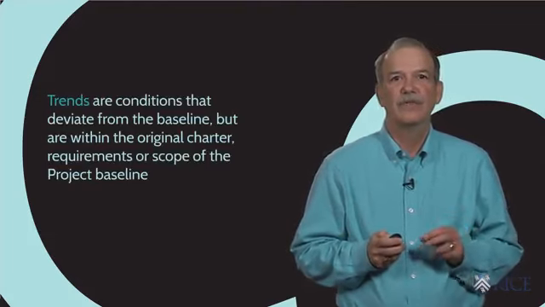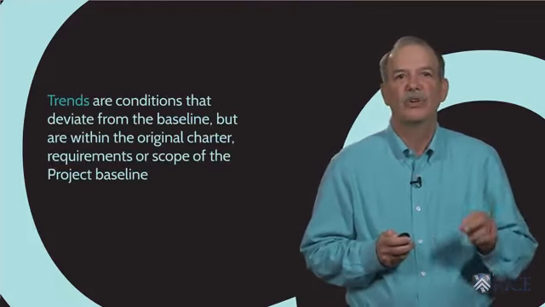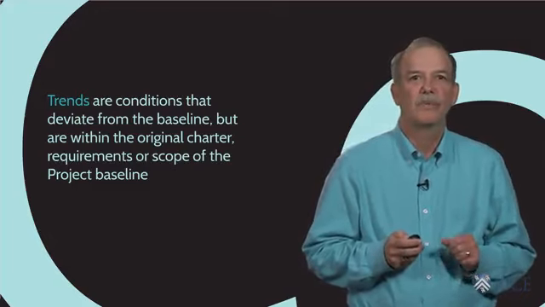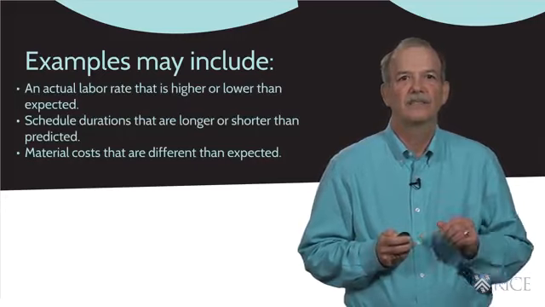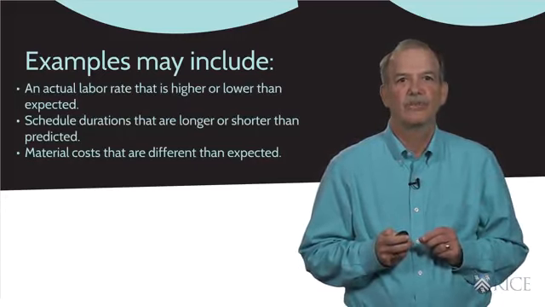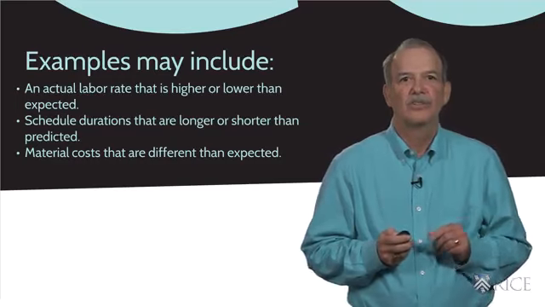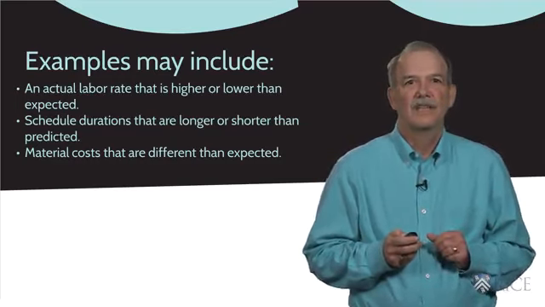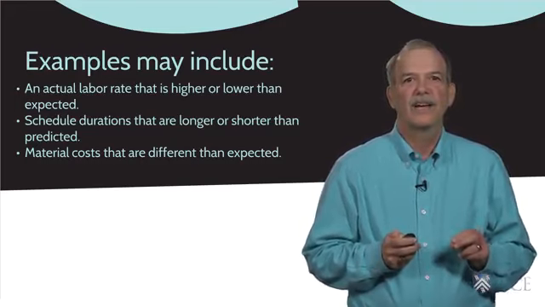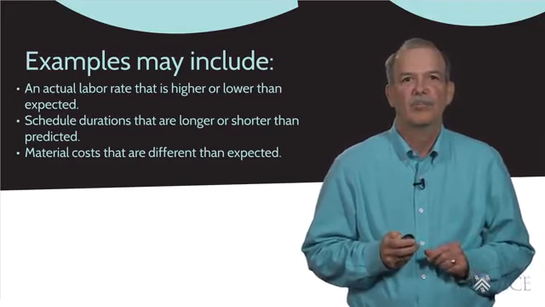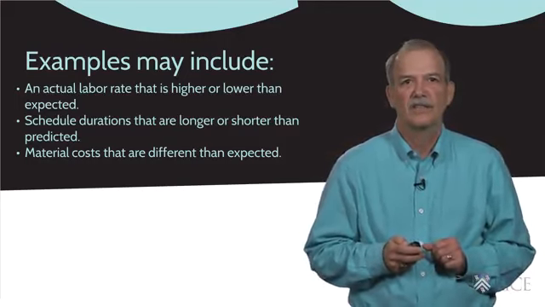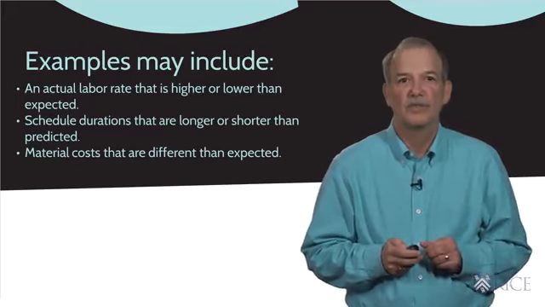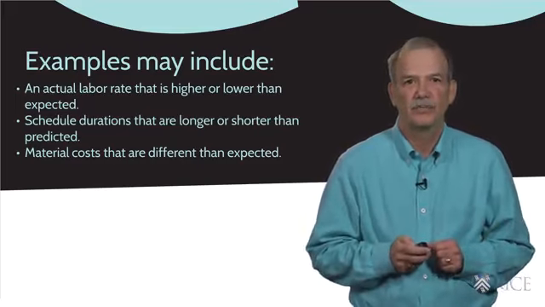Trends are conditions that deviate from the baseline but are within the original charter, requirements, or scope of the project. Examples may include an actual labor rate that's higher or lower than expected, scheduled durations are longer or shorter than predicted, material costs are different than expected. A trend will impact your forecast of how the project will actually complete, but it does not change the underlying scope, schedule, or budget you're comparing your performance against. Trends may forecast improvements in performance or may forecast less than planned performance.